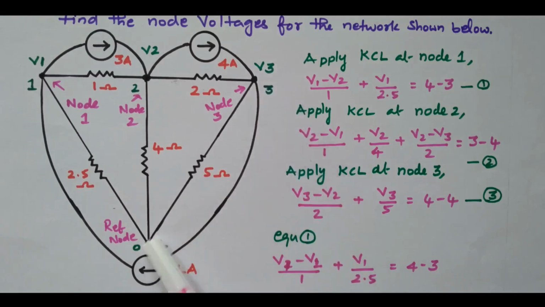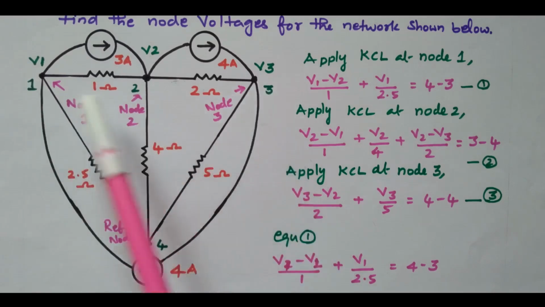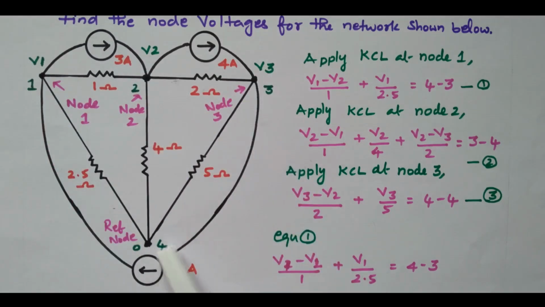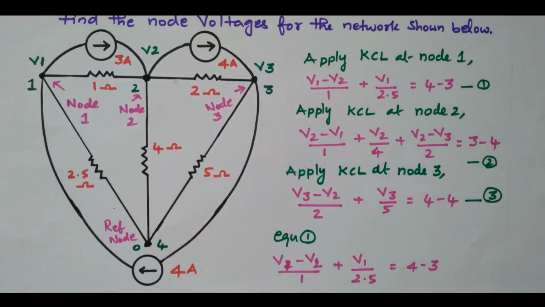This is the reference node, the return point, node 4. The potential at this reference node is 0. So we have 3 nodes, 1, 2 and 3, with voltages V1, V2 and V3, and the fourth node is the reference node. Our aim is to find the node voltages V1, V2 and V3.